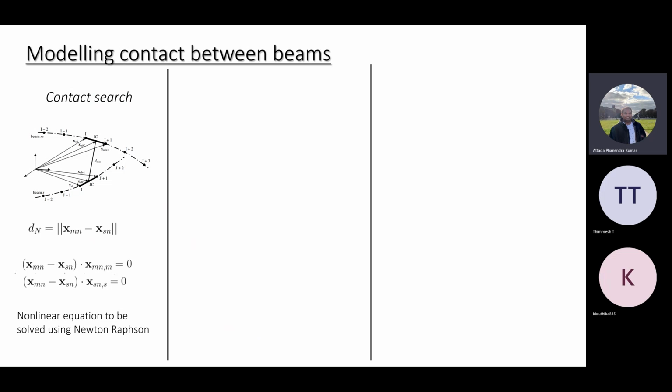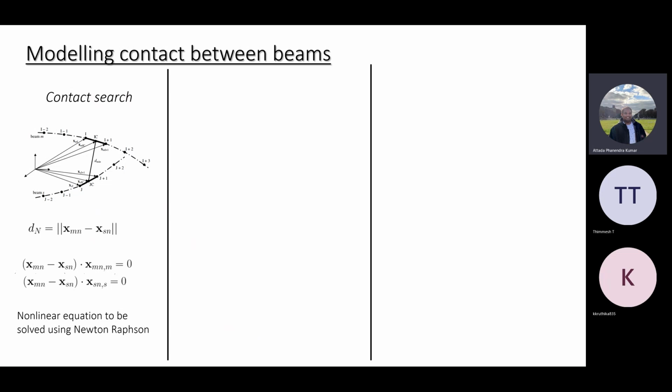So we have beams. Now we discretize them, and then we check for the closest elements within the different beams. Let's say this is the first beam, this is the second beam. Now we take the element, find the midpoint, and then find out which elements are closer. This is the global search.